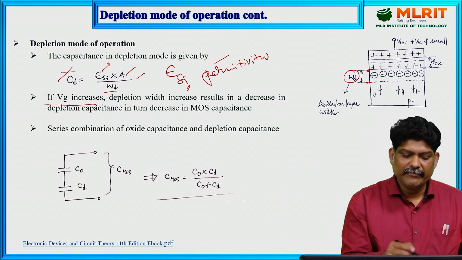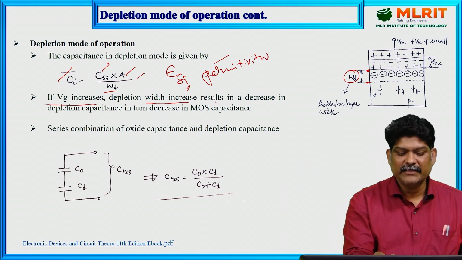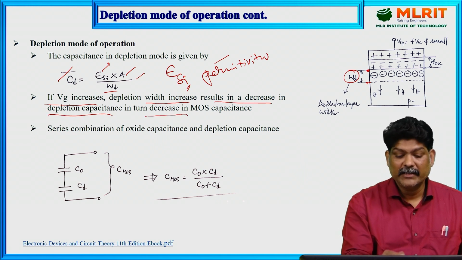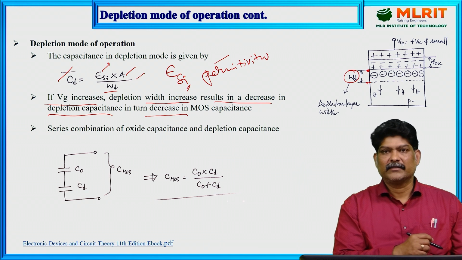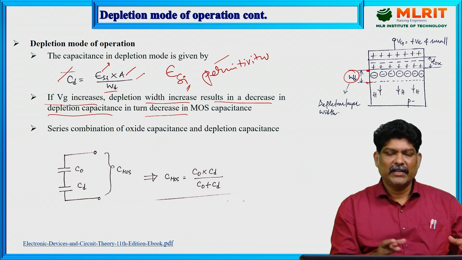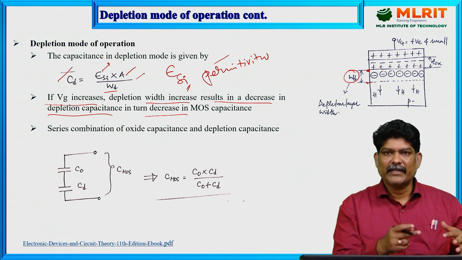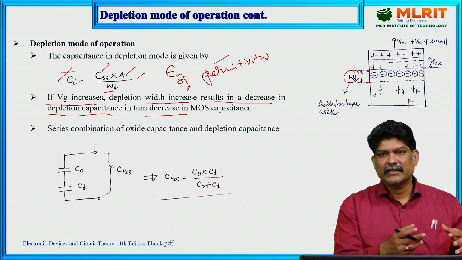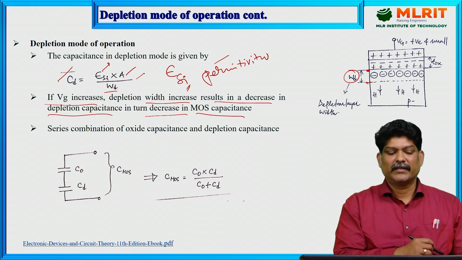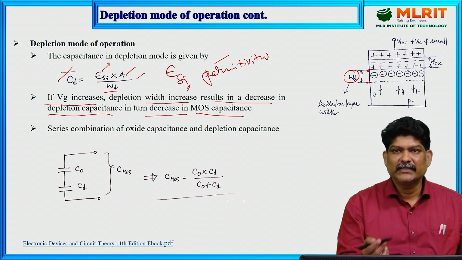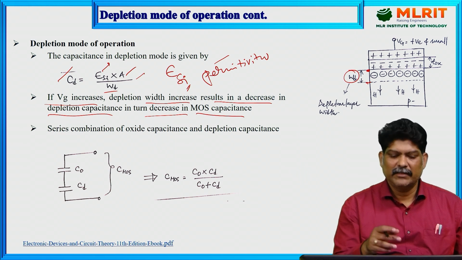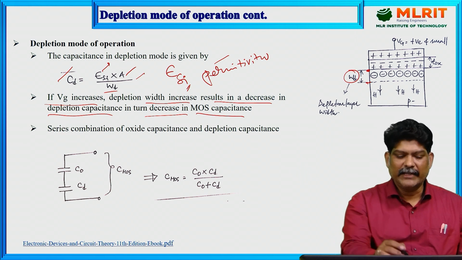If Vg further increases, the depletion width increases, resulting in a decrease in depletion capacitance, which in turn decreases the MOS capacitance. So if you further increase this value, the depletion width also increases, and correspondingly the depletion capacitance decreases. If the depletion capacitance decreases, the MOS capacitance also changes. Therefore, there is a decrease in the depletion capacitance, and in turn your MOS capacitance also decreases.